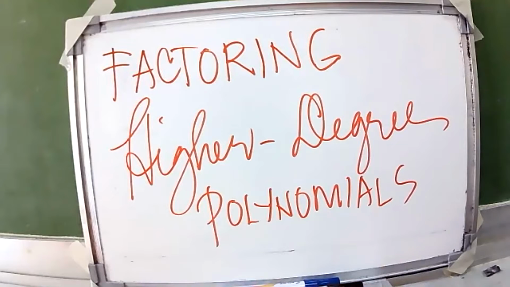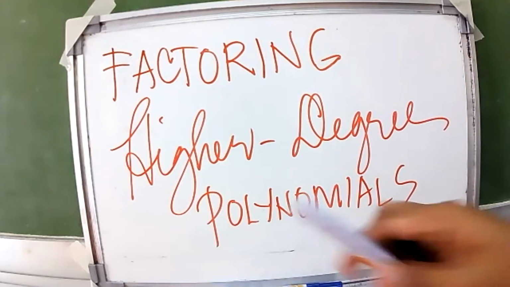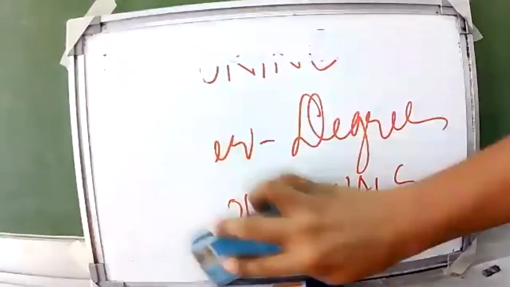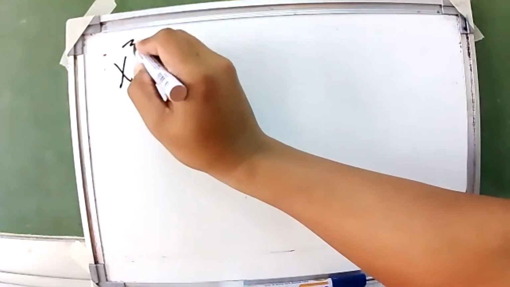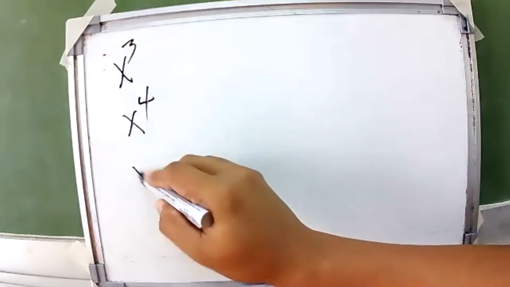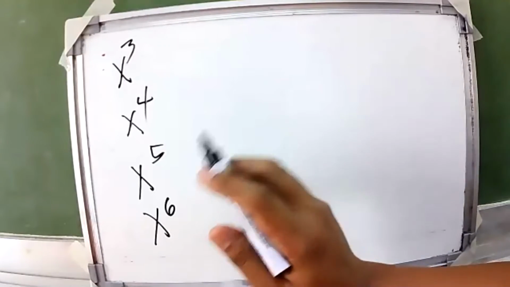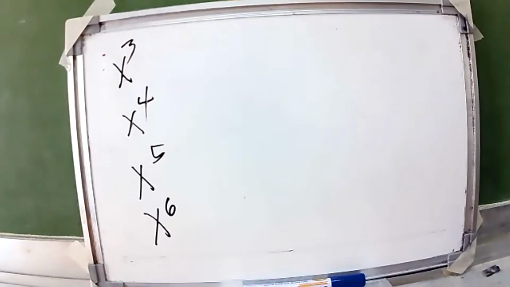But this time, we're not only factoring smaller degrees, because we will now be dealing more with higher degrees, which means x cubed, x raised to 4, x raised to 5, x raised to 6, or even higher than x raised to 6. But before that, of course, let's first have a short review of the different factoring techniques.